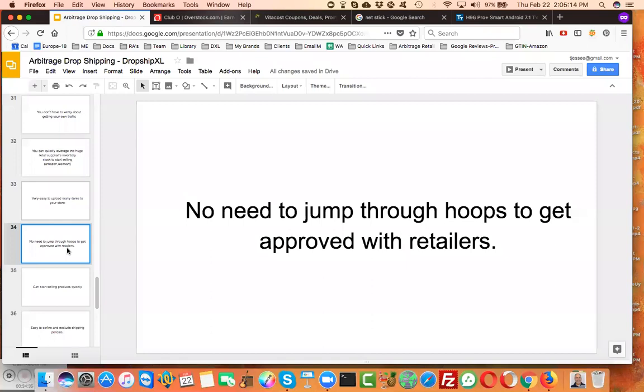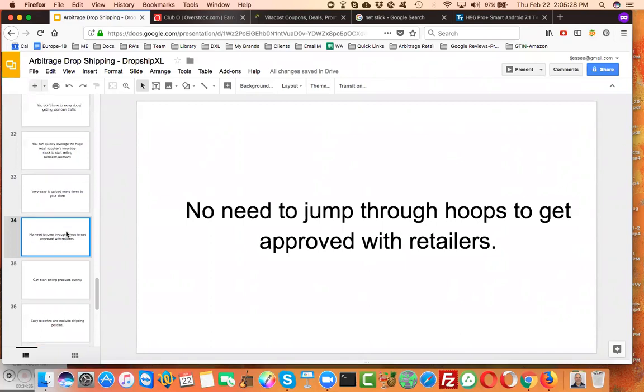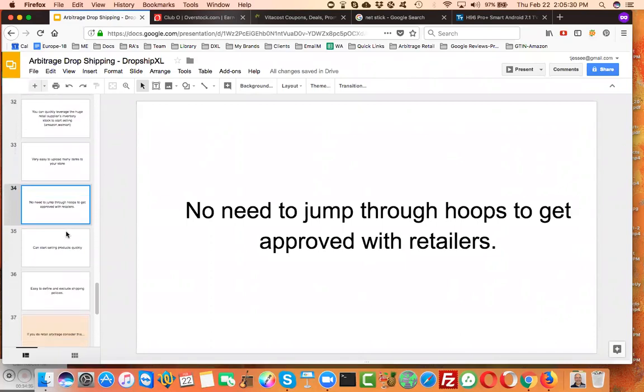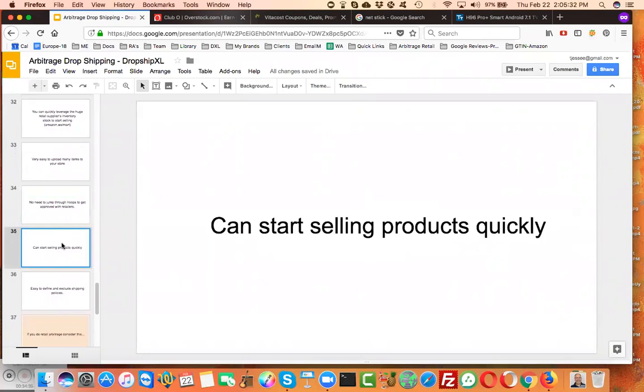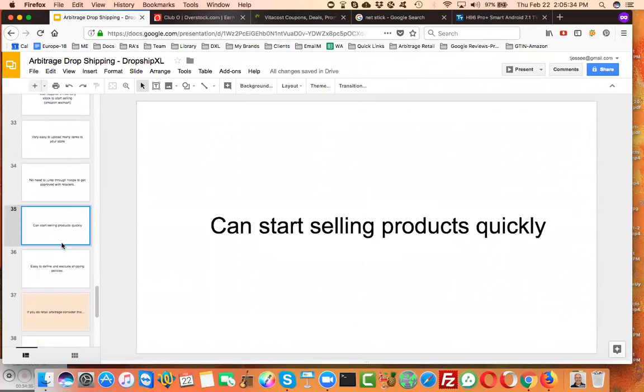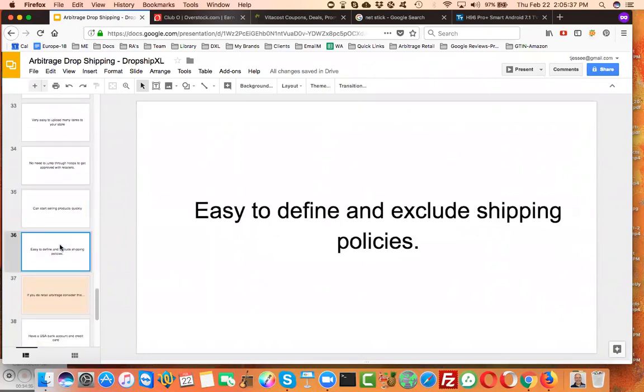And that is a good perk, but it can also be viewed as a con, because that barrier to entry is low. Since it's so easy, everybody and their dogs are in this market doing retail arbitrage, and it's tough to make any really good profits. And so you can start selling quickly. We mentioned that a little bit, and it's easy to define and exclude shipping policies. What's been your experience with that?